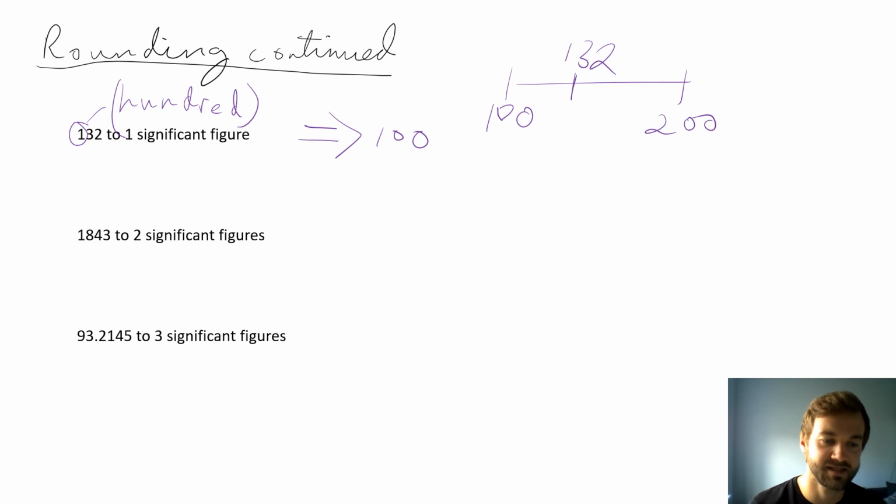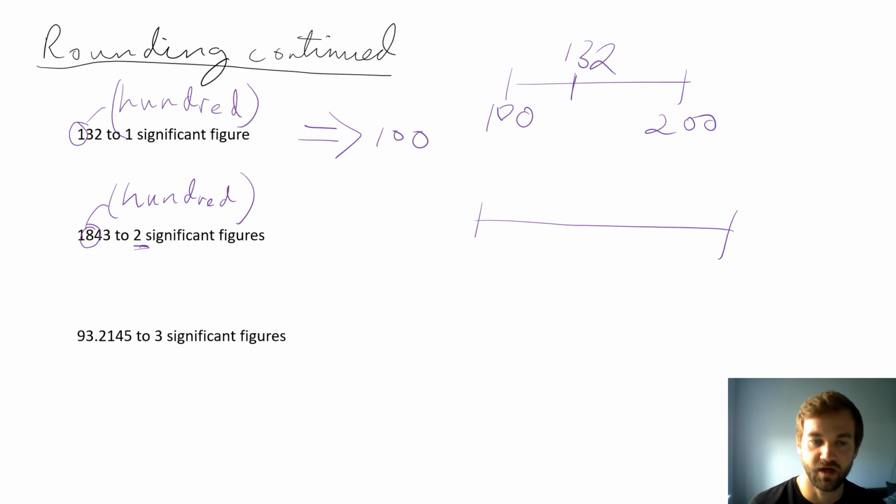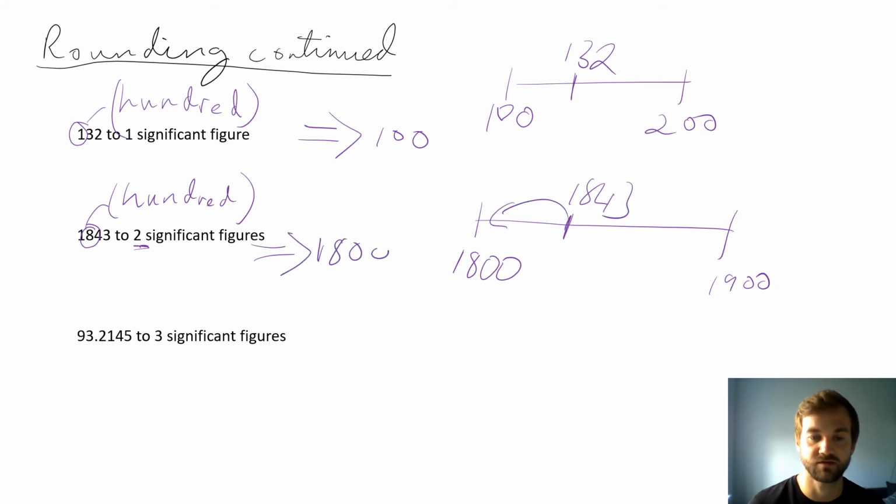What's the second significant figure in here? That's that one. That is also 100. We're rounding 1,843 to the second significant figure, so 1,800 or 1,900 to the nearest 100. There's 1,843. It rounds down to 1,800.